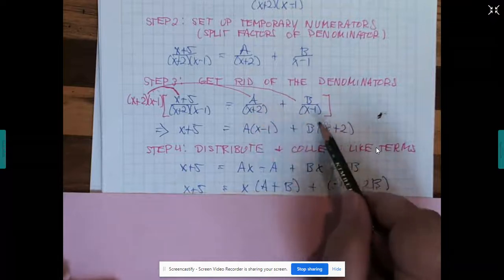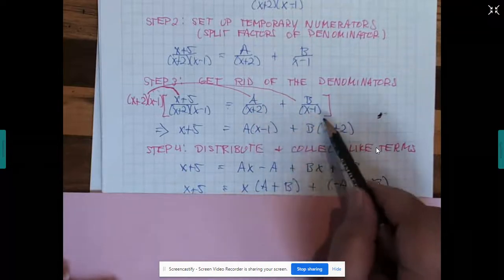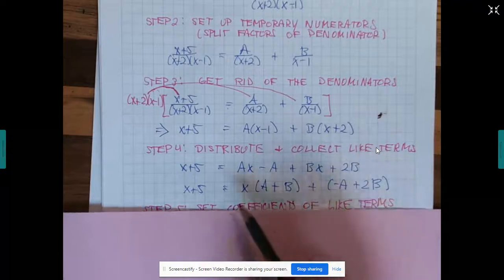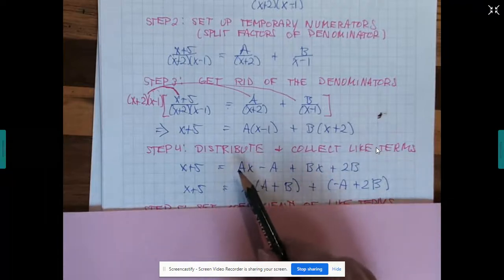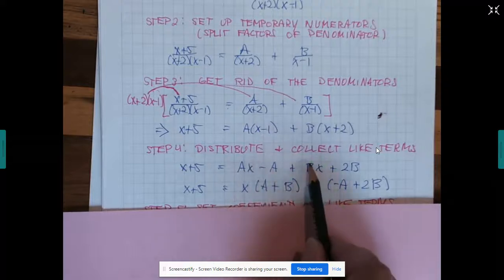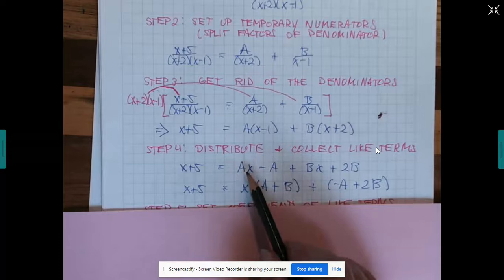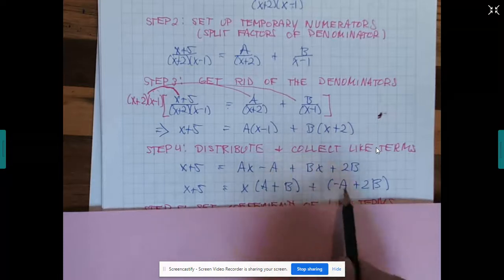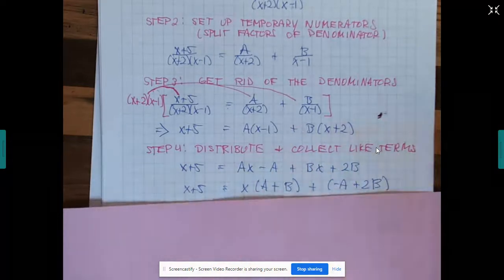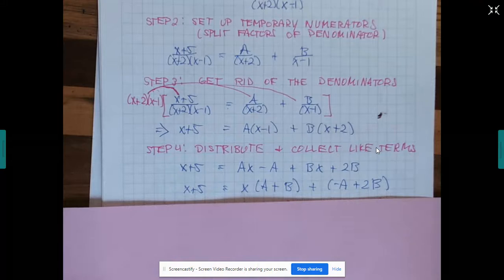Just distribute here, a times x, a times -1, b times x, b times 2. And then once you've gotten that, you would collect the like terms. Okay, so put the x's together, factor out an x. So ax plus bx, to factor out an x, there will be a plus b. And then you have these constant terms here, collect those together. And now you are ready to set up your equations to find out what your a and b are.